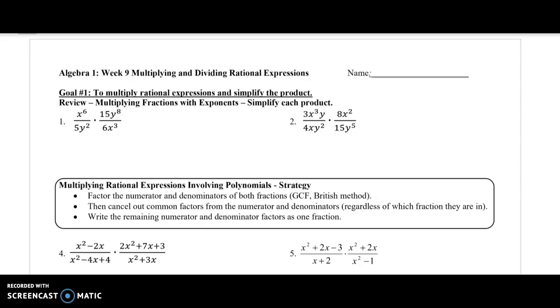Hey guys, so we are here at week 9. We're still going to be talking about exponents and factoring. We're going to include all of that, but now we're also bringing back rational expressions, so fractions.